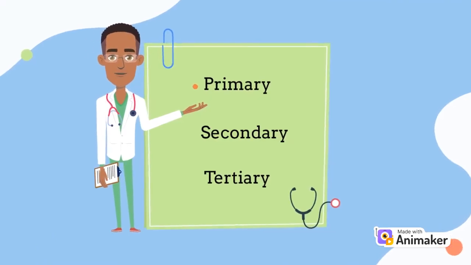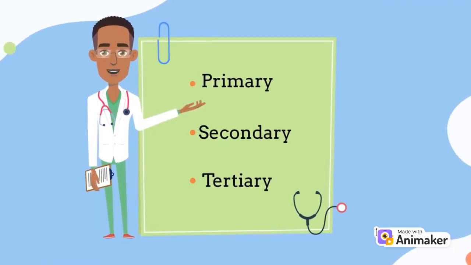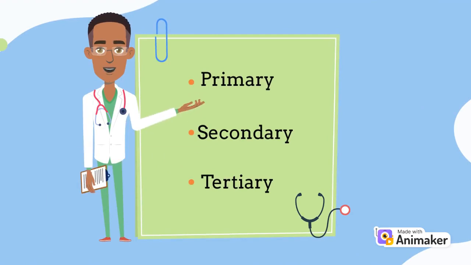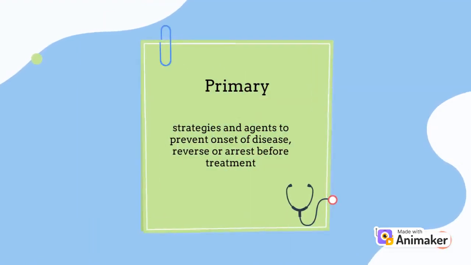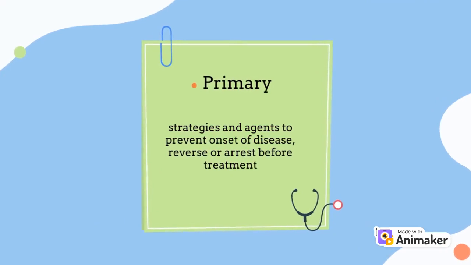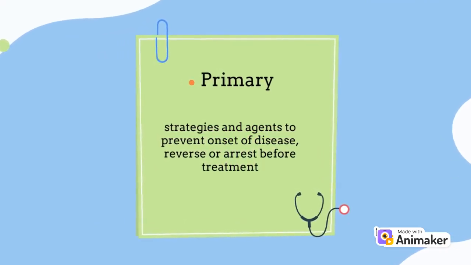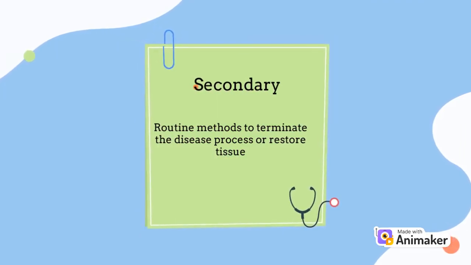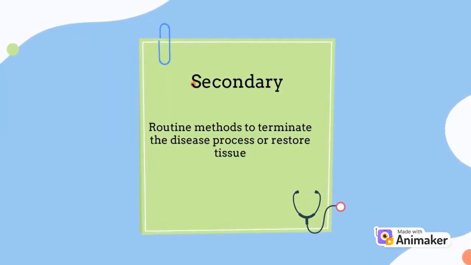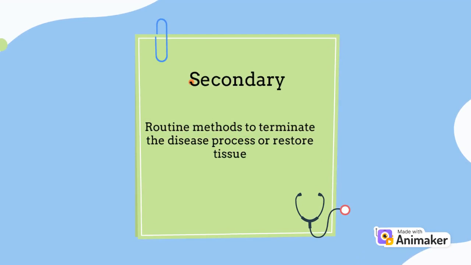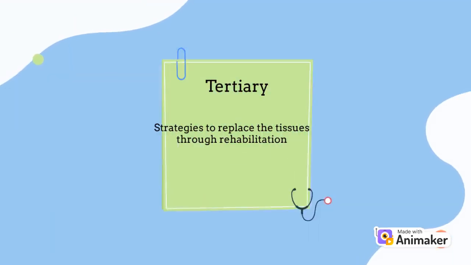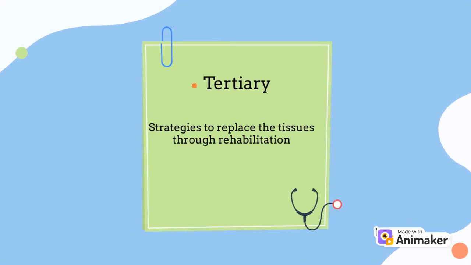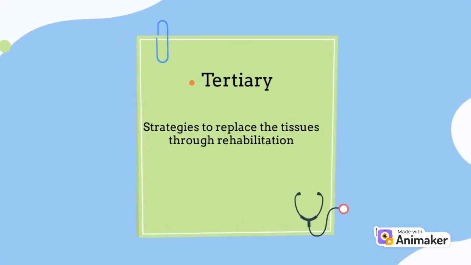There are stages to preventive interventions: primary, secondary, and tertiary. Primary prevention are strategies and agents to prevent onset of disease, reverse or arrest before treatment. Secondary prevention are routine methods to terminate the disease process or restore tissue. Tertiary preventions would be strategies used to replace the tissues through rehabilitation.